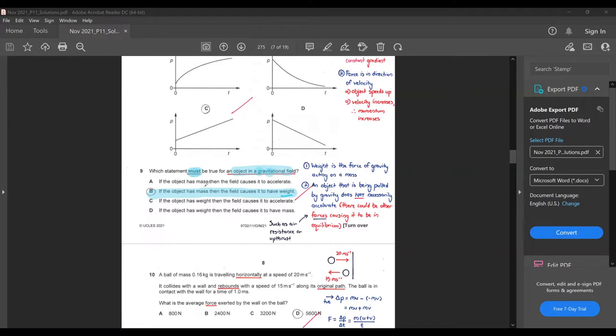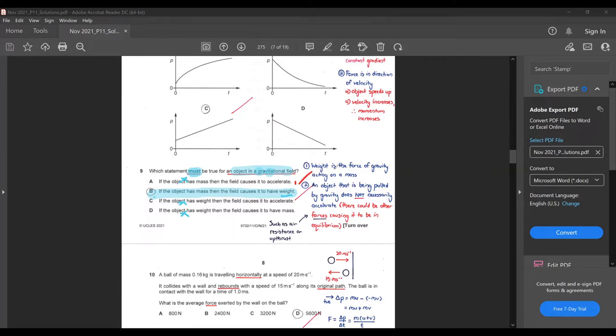If the object has mass, then the field causes it to accelerate. This one not really sensible. If the object has weight, then the field causes it to accelerate. If the object has weight, then the field causes it to have mass. Now, all this is not correct. Only B is correct. As long as it has a mass, it has a weight. Okay.